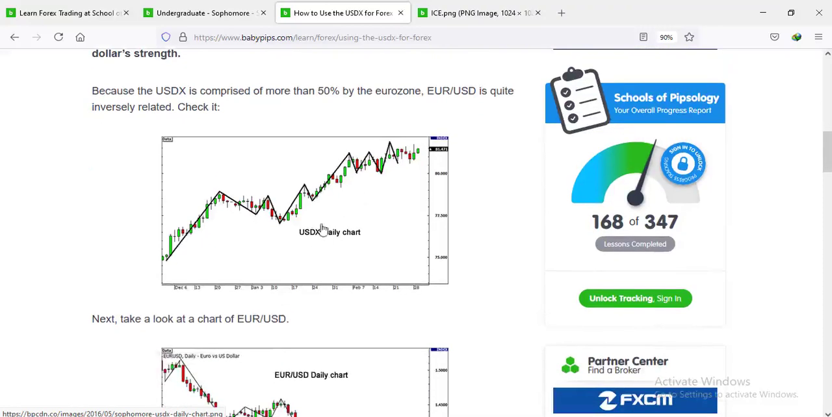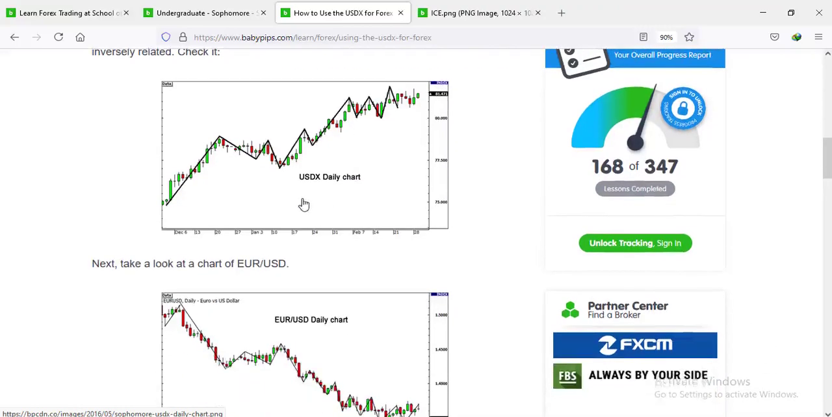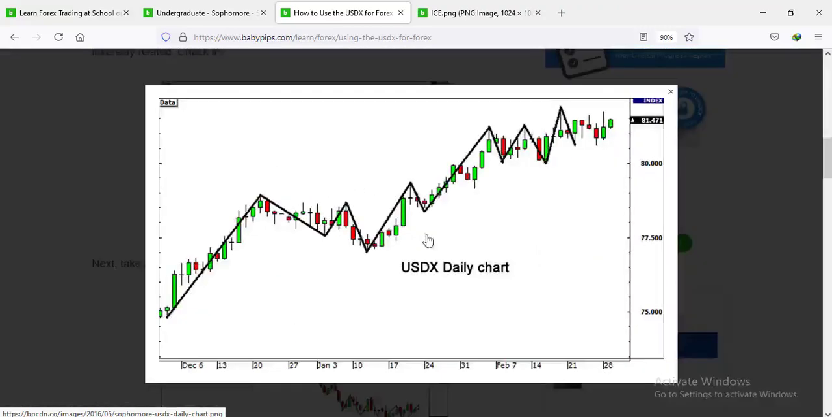However, if the USDX chart is going to the downside, all the base US dollar currencies will also be going to the downside. So let's look at a very clear example here. Here's the daily chart for USDX. We're going up and down, up and down. Now let's look at the charts.